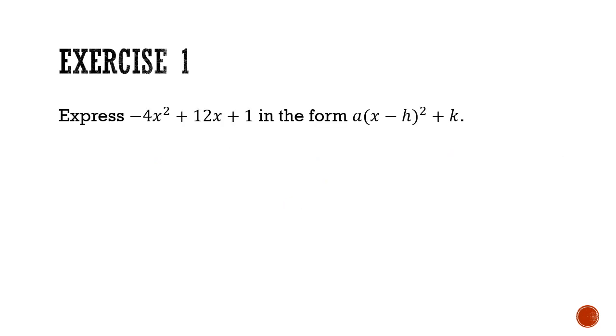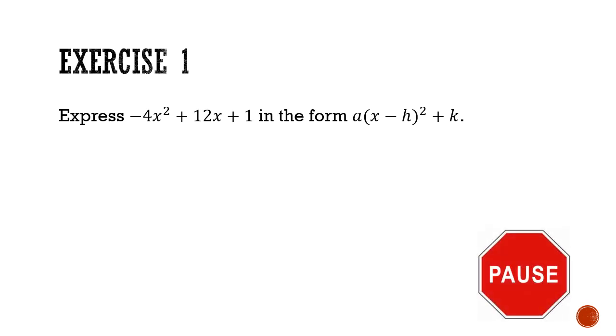So let's go straight to an exercise. Express negative 4x squared plus 12x plus 1 in the form a times (x minus h) squared plus k. Pause the video here and give this a good try.